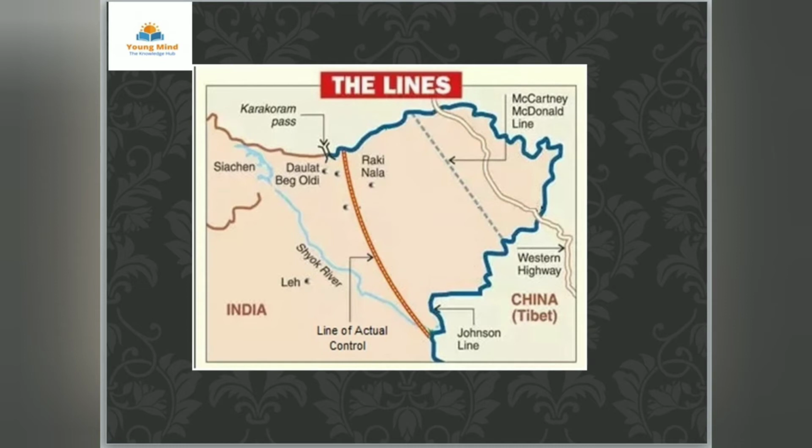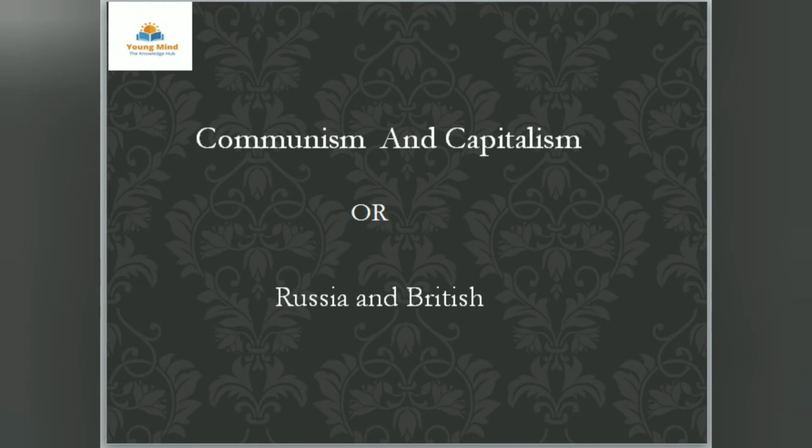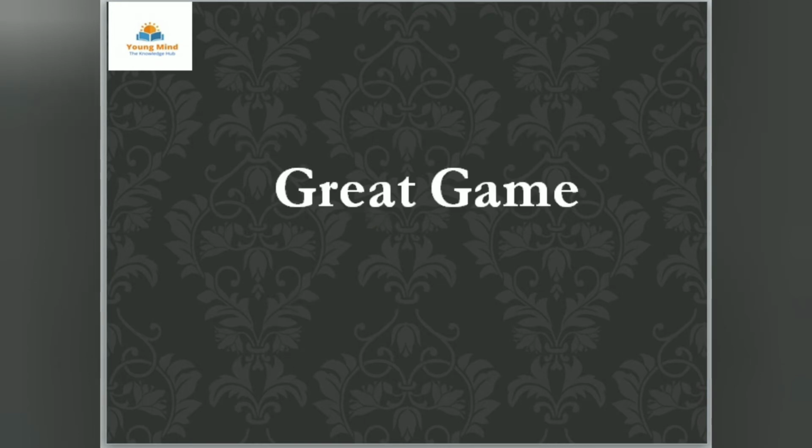Here there is one story between China and India, that is the story of communism and capitalism. Now we'll see the real historical issue, that is the war between communism and capitalism, or war between Russia and Western power. Here the Western power, that is British, is called the Great Game. It's an old story. Listen carefully, this information is very important to understand the whole issue.